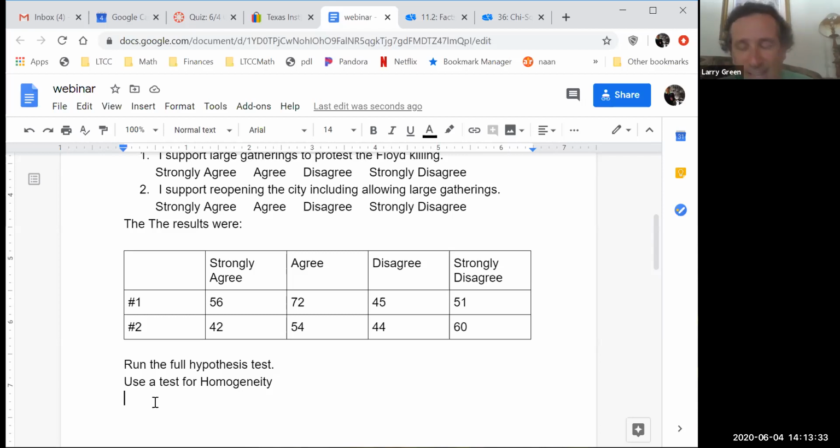Okay, and it's used by over 1 million people. Okay, so in particular, we're doing a test for homogeneity. Again, it's used a lot. It's a very common test.